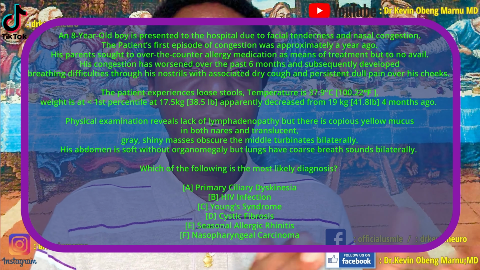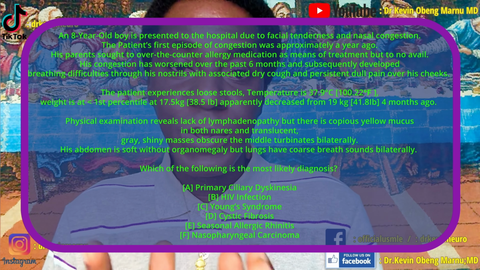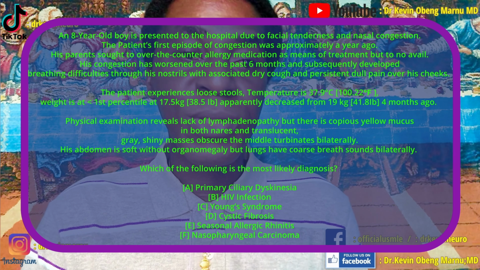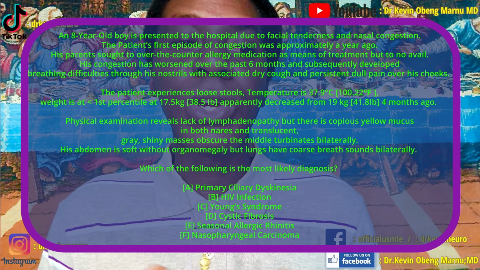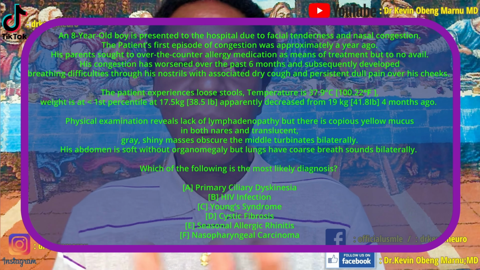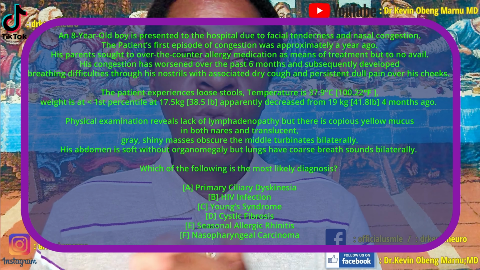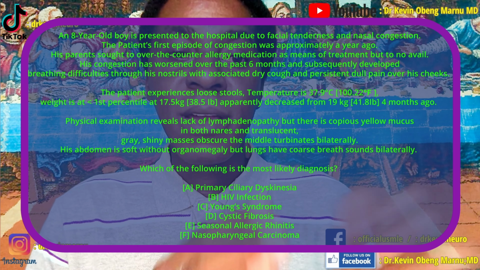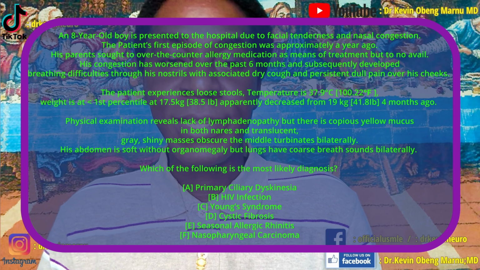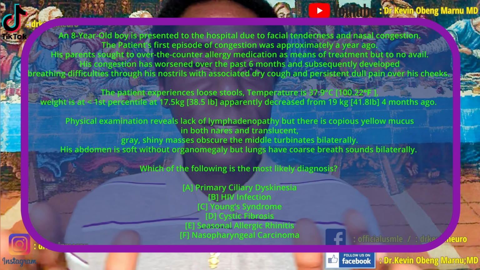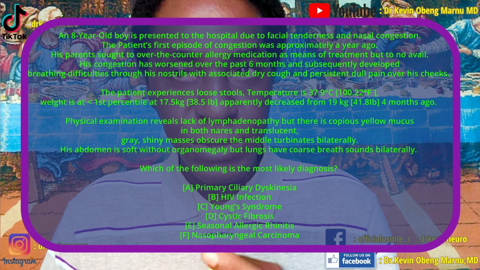Physical examination reveals lack of lymphadenopathy, but there is copious yellow mucus in both nares and translucent gray shiny masses that obscure the middle turbinates bilaterally. His abdomen is soft without organomegaly, but lungs have coarse breath sounds bilaterally. Okay? And now this is the big deal. Which of the following is the most likely diagnosis?